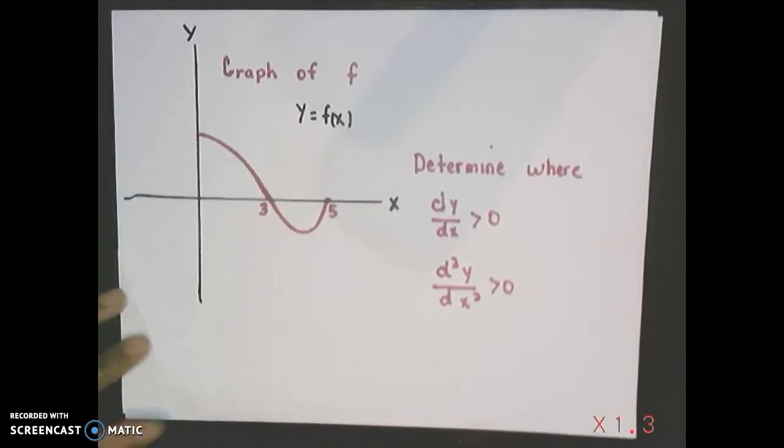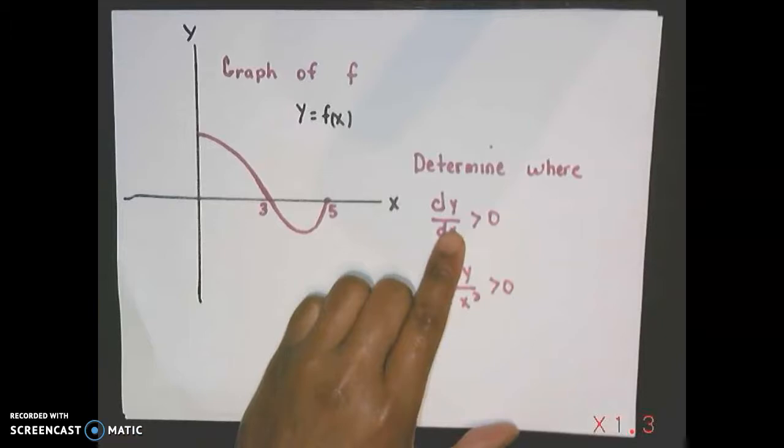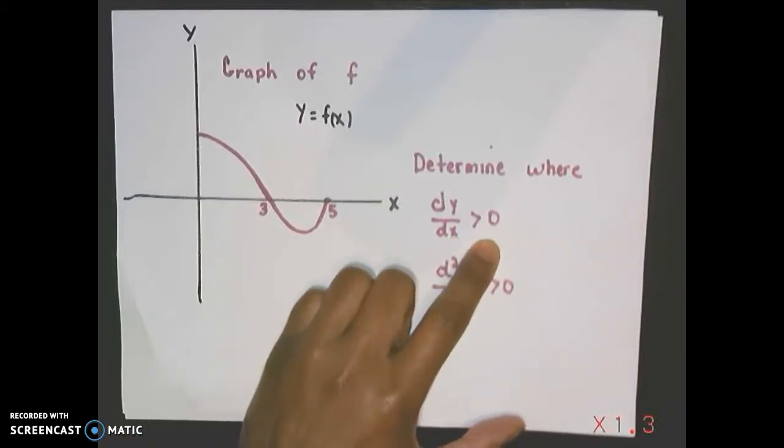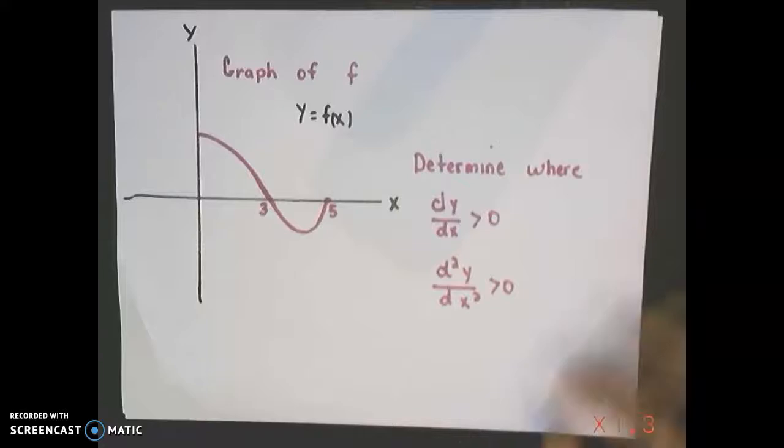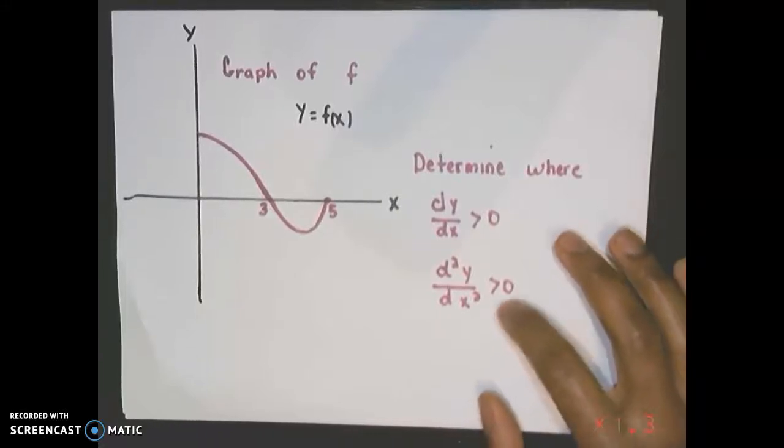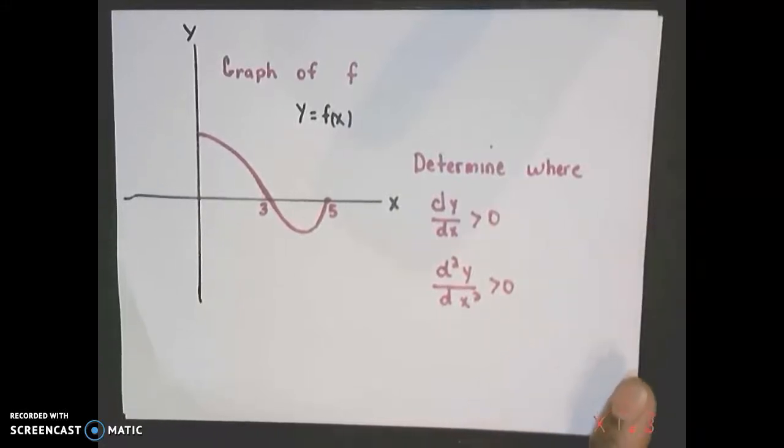And it says determine where the first derivative is greater than 0. So where is the first derivative positive? And then it says determine where the second derivative is greater than 0. And so when we're talking about the second derivative being positive, that just means we're trying to find out where does the graph of f concave up.